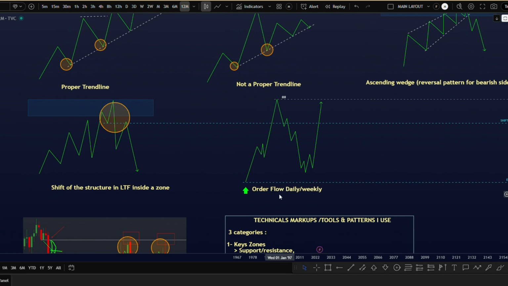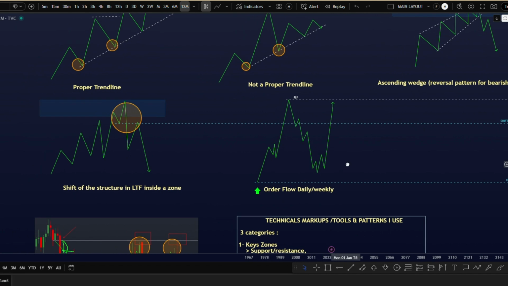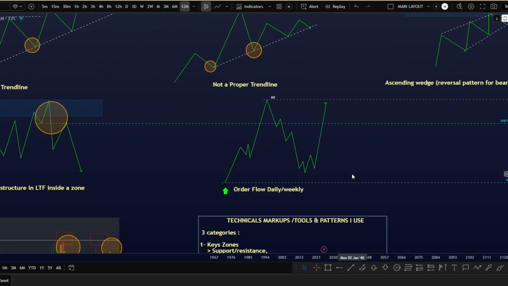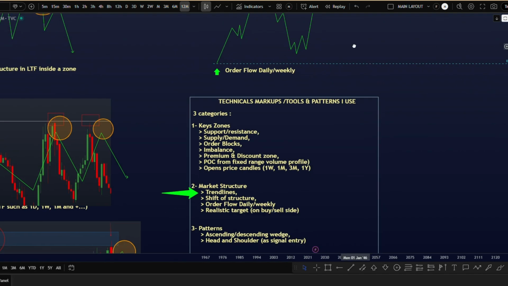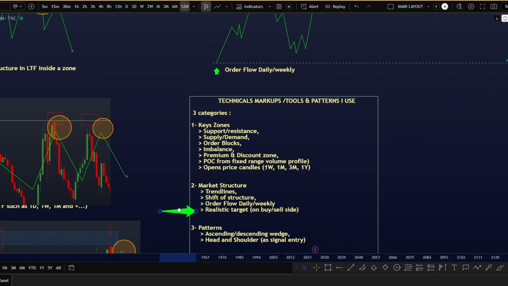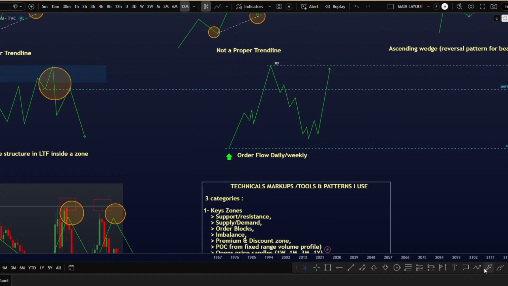The order flow, daily and weekly. I like to use the order flow daily and weekly, because it helps me to define my bias. It can be my bias of the week or my bias of the day. So this line will be my, I don't think it will be my realistic target. Yes, my realistic target.